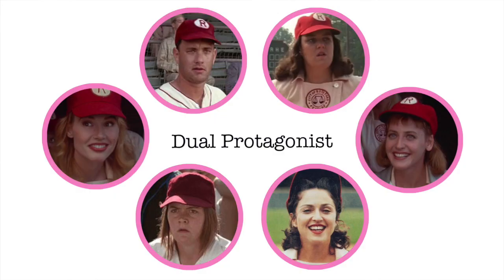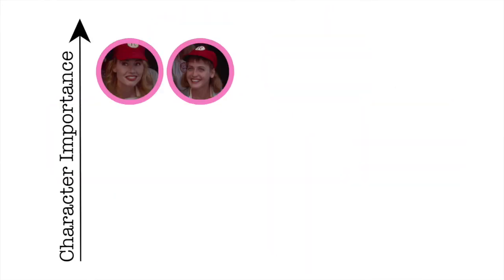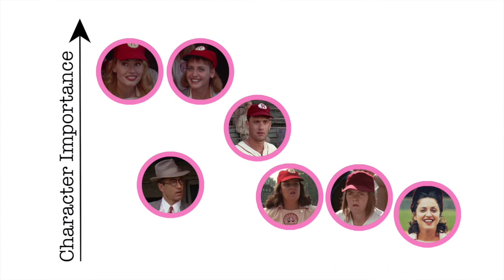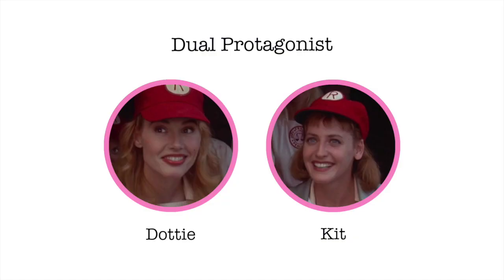Now, the character importance in A League of Their Own looks like this. Dual protagonist structure. Dottie and Kit undergo equally important transformations, closely followed by Jimmy. Marla, Doris, and May have smaller arcs. Let's look at how the character importance shows through individually for some of the central characters.